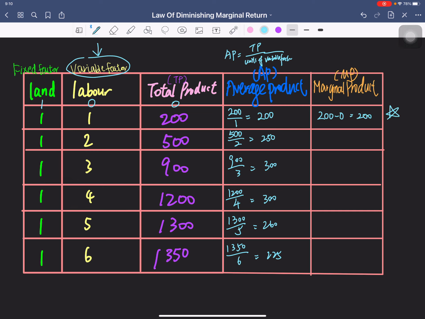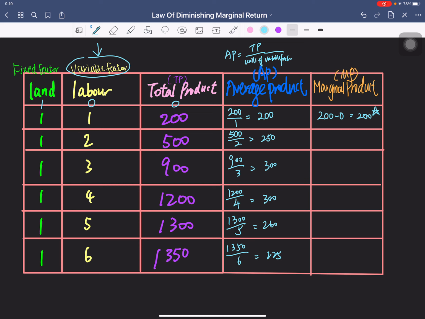Just note that sometimes we cannot find the first box of the marginal product, because sometimes the unit of variable factor may not start at 1 directly, but sometimes it could be 3 or 5. Then you may not be able to compute the marginal product of this column. So just pay attention to this one.